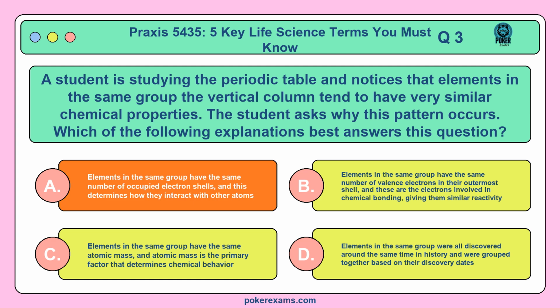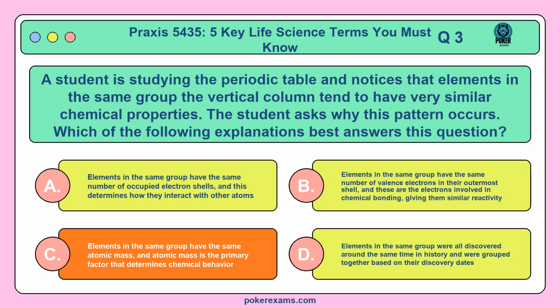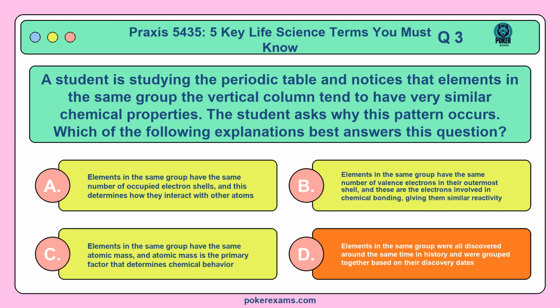Is it Option A, elements in the same group have the same number of occupied electron shells, and this determines how they interact with other atoms? B, elements in the same group have the same number of valence electrons in their outermost shell, and these are the electrons involved in chemical bonding, giving them similar reactivity. C, elements in the same group have the same atomic mass, and atomic mass is the primary factor that determines chemical behavior. Or D, elements in the same group were all discovered around the same time in history and were grouped together based on their discovery dates.